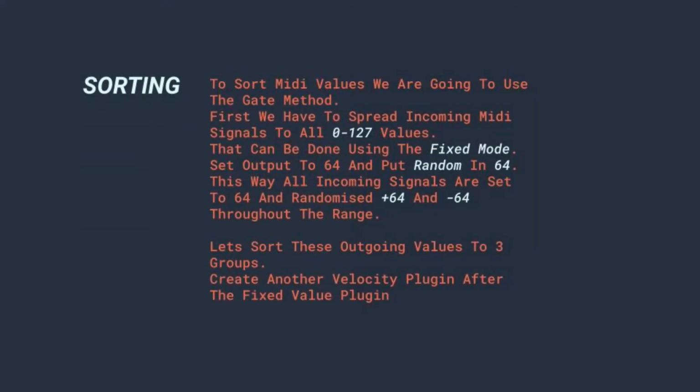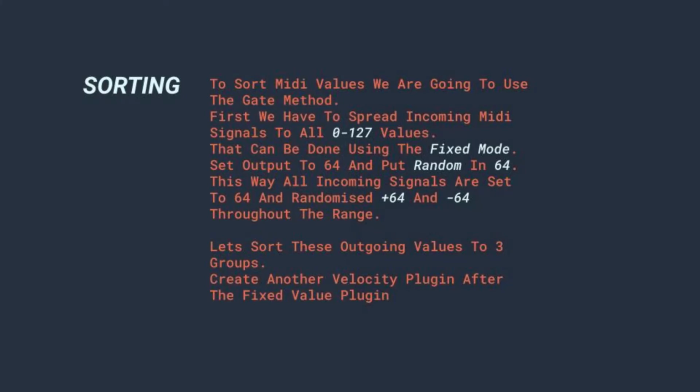Sorting. To sort MIDI values we are going to use the gate method. First we have to spread incoming MIDI signals to all 0 to 127 values. That can be done using the fixed mode. Set output to 64 and put random in 64. This way all incoming signals are set to 64 and randomized plus 64 and minus 64 throughout the range.